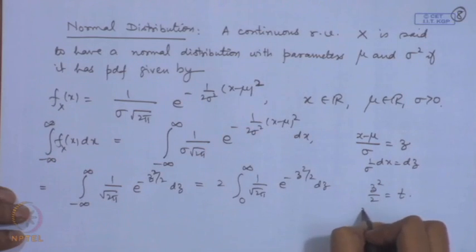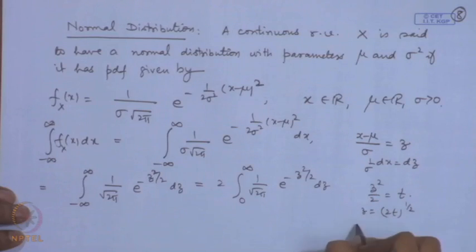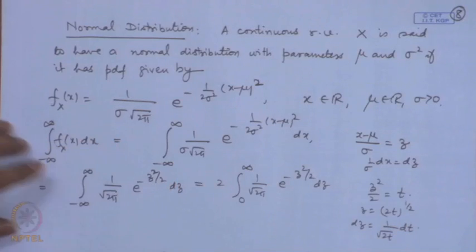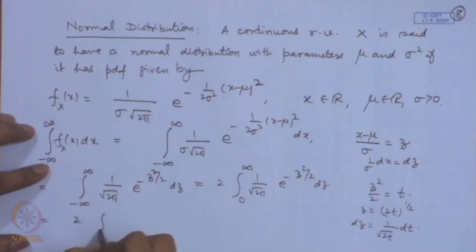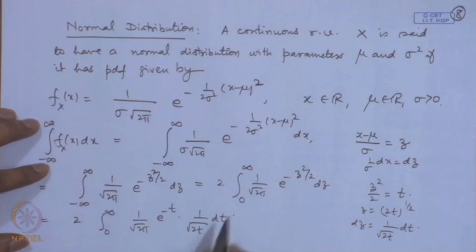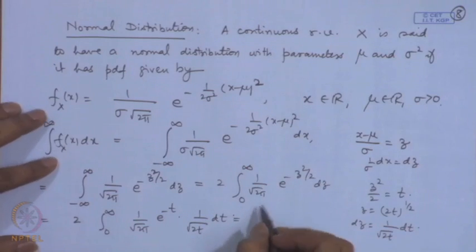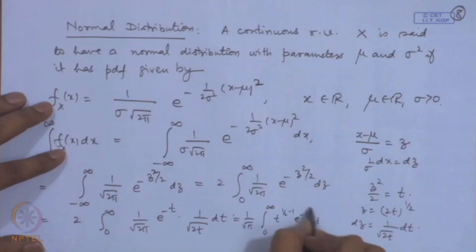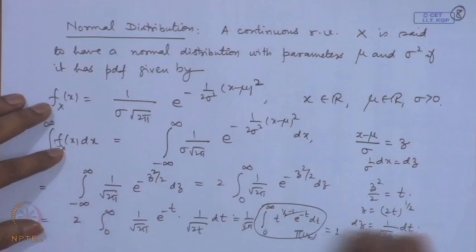Now, in this region I can make a substitution z square by 2 is equal to say t, that is z is equal to (2t) to the power half or dz is equal to 1 by root 2t dt. So, this integral then turns out to be twice integral 0 to infinity 1 by root 2 pi e to the power minus t 1 by root 2t dt. Now, this you simplify, this is turning out to be simply 1 by root pi integral 0 to infinity t to the power half minus 1 e to the power minus t dt. This is nothing but gamma half. Now, gamma half is root pi. So, this cancels out, you get 1. So, this is a valid probability density function.